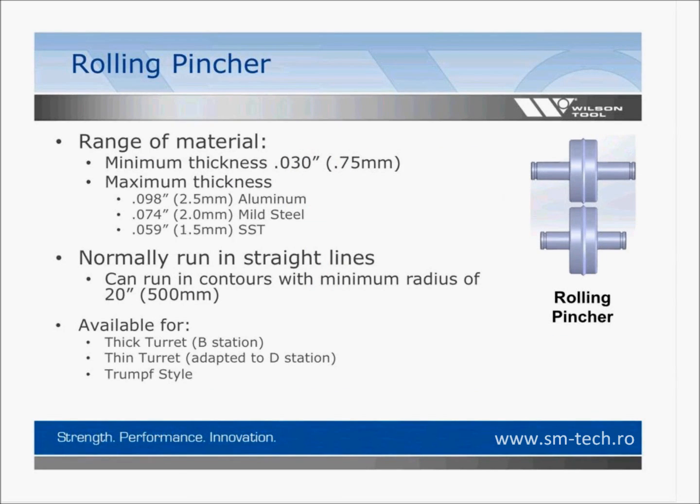Range of material is basically the same as what we saw for the rolling shear tool: .030 for a minimum, .098 aluminum, .074 mild steel, .059 stainless. Normally, this is used in straight lines. You can use it on arcs or contours. Typically, we say that minimum radius is about 20 inches because you still have to bend this part back and forth to break it on that line or arc that you're cutting. So if you try to do a smaller arc, you may not be able to break it on that smaller arc. This is also available for thick turret machines, B station, thin turret machines adapted to the B station, and Trumpf style tools.